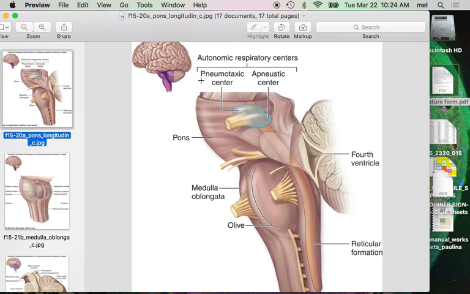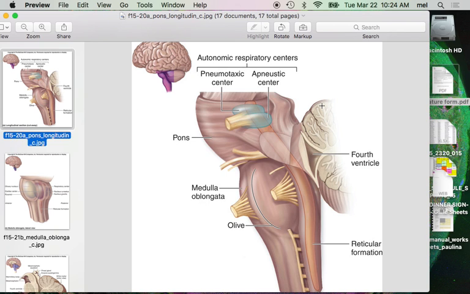Do you know what the prefix pneu means? Air, exactly. So are you at all surprised that the pneumotaxic and the apneustic center are involved with respiration? Does that make sense? So we have moved down to the point that we are talking about life-sustaining functionality here, all the way down in the pons of the brainstem. So you've got the pneumotaxic and the apneustic.